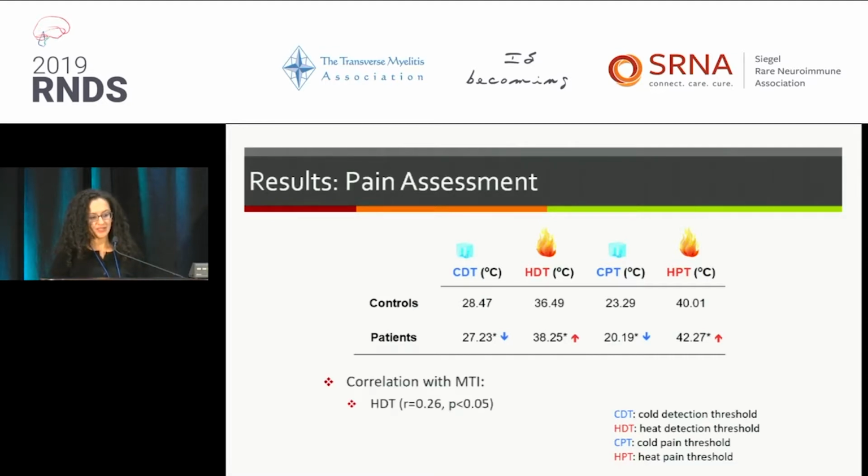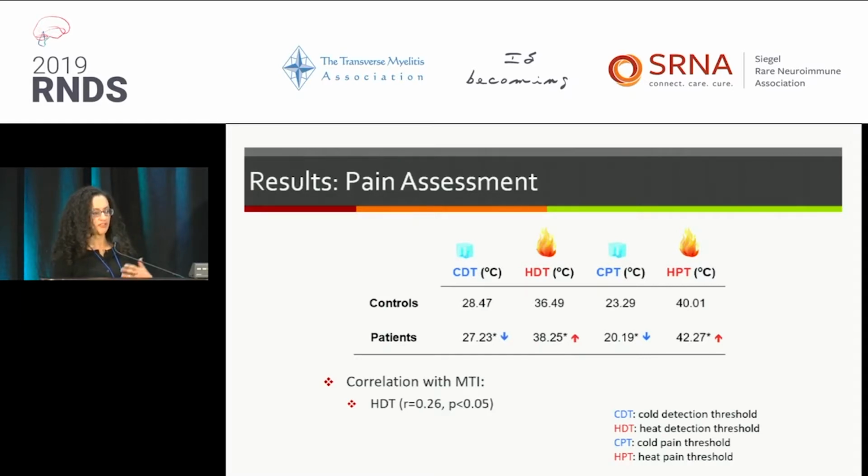The correlation with MTI was a little embarrassing. The only measure that showed any significant difference was heat detection threshold, and the correlation was a little bit poor. But some of it could be due to, one, sample size being too small, injury level being very different, because here we group in everybody, and also age differences. So we had patients between 7 and 18-year-olds. We also have variability in time since disease onset. But as we collect more data, do more scans, perhaps we'll find different results.